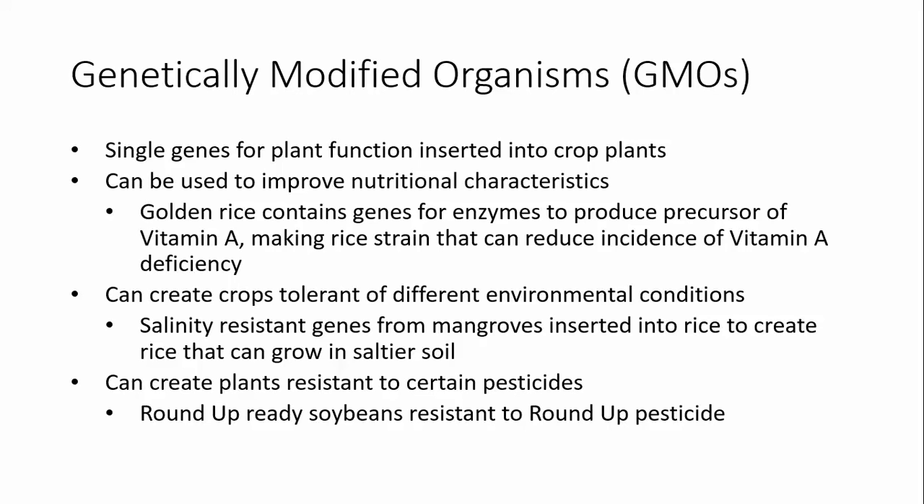And then you can also create plants that are resistant to pesticides. So there's this really big thing where a company created what's called Roundup Ready soybeans. These are soybeans that are resistant to a specific pesticide. So, it's a weed killer basically. And you can spray Roundup all on these soybeans. The soybeans will live, any weeds in the area will die.